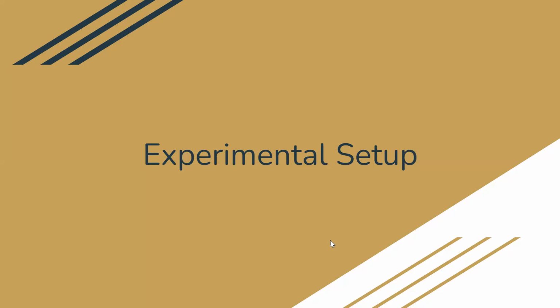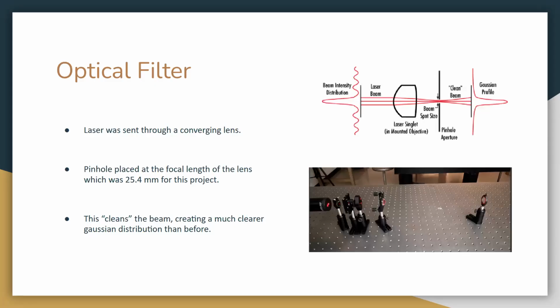So the experimental setup that we used, well, first we sent our laser through an optical filter. The laser was sent through a converging lens here, and a pinhole was placed at the focal length of the lens so that the light would pass directly through the pinhole. And this is done to clean the beam, which creates a much clearer Gaussian distribution than before. As seen on this diagram, you can see the beam intensity distribution here has these small fluctuations, but after being cleaned, it has a much more precise Gaussian profile. Obviously, it's not perfect, but in our case, we did as good as we could.